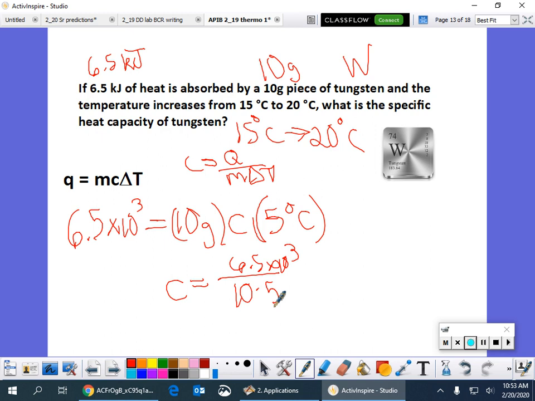What do you get? 130? The 10 to the third, because this says kilojoules. Okay? And our specific heat capacities are in units of joules. Okay? So, this is where, yeah.